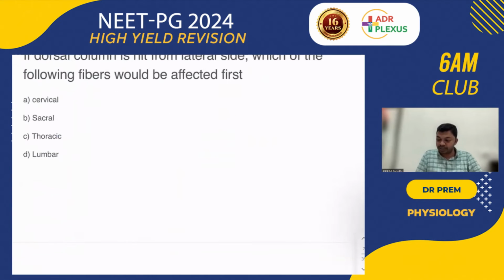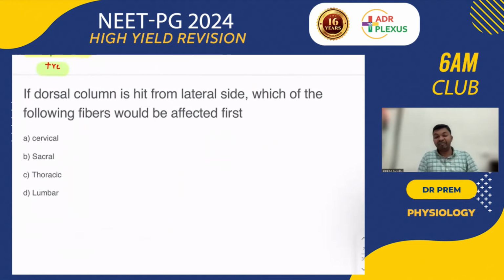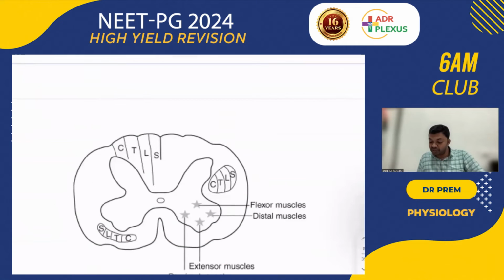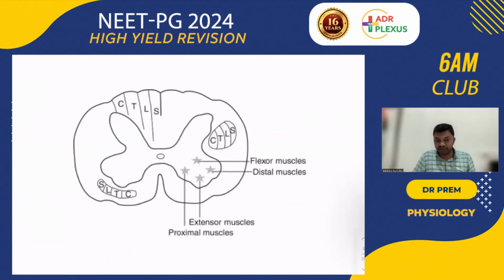And the next question, this is more of an anatomy question, guys. If a dorsal column is hit from the lateral side, which of the following fibers would be affected first? Dorsal column that carries touch, that carries vibration, that carries proprioception. If it is affected from the lateral side, which of the following fibers would be affected? Cervical, sacral, thoracic, lumbar.